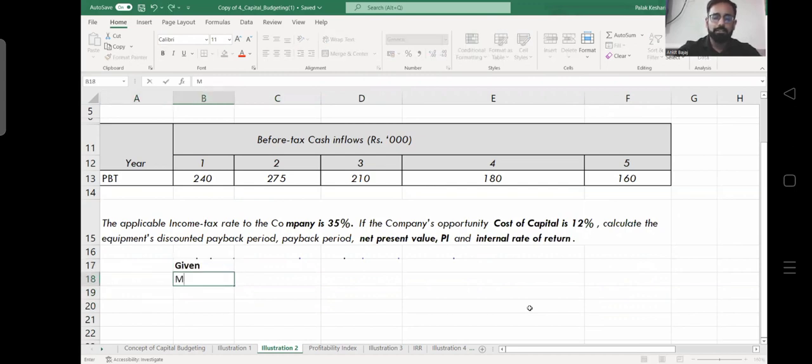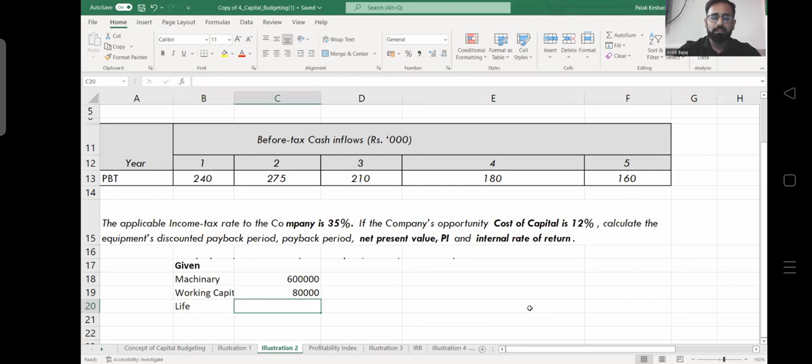So here, what is the machinery cost? Machinery cost is 6 lakh rupees. Along with this, you will be requiring working capital also, so the working capital amount is 80,000. What is the life of machinery given here? The life of machinery is 5 years, and salvage value is 0. It is given as 0 in the question.